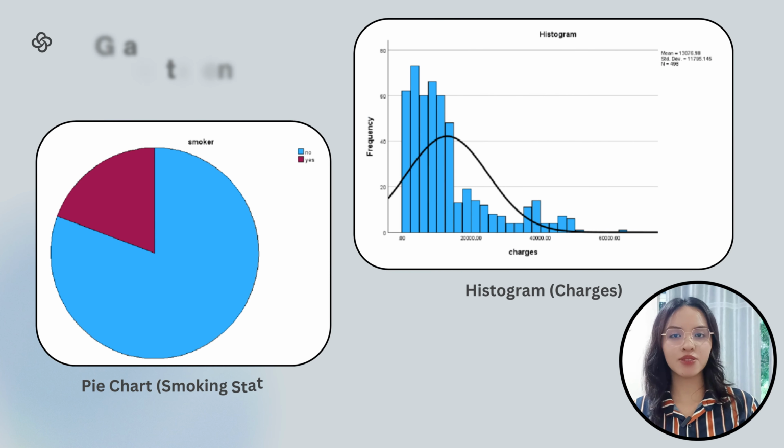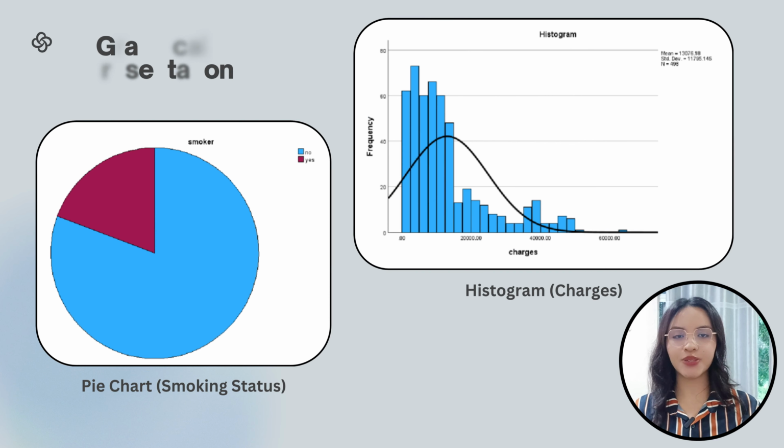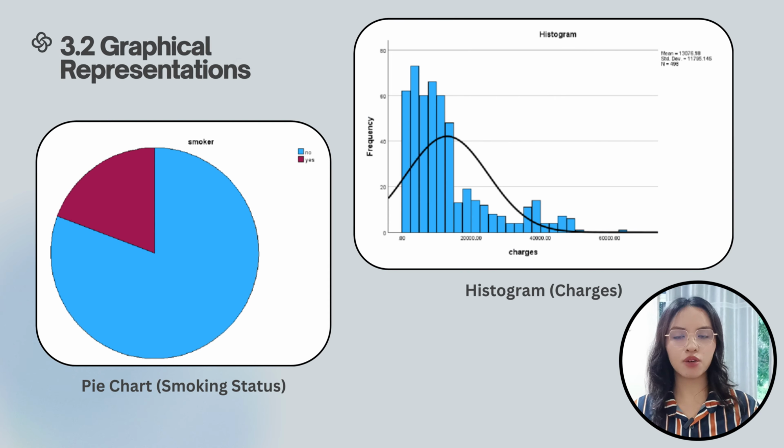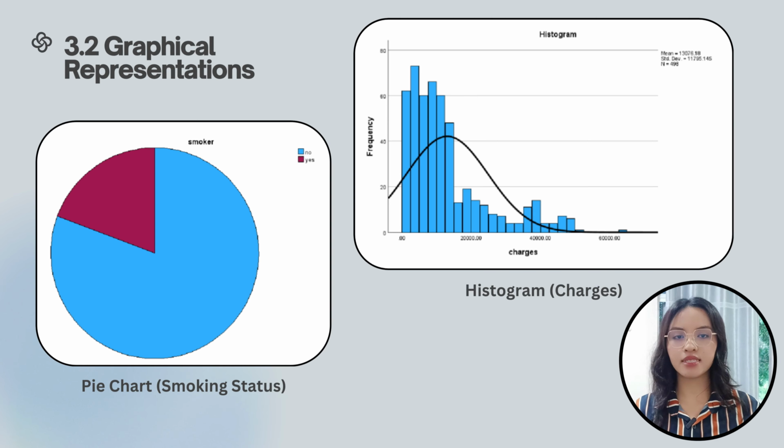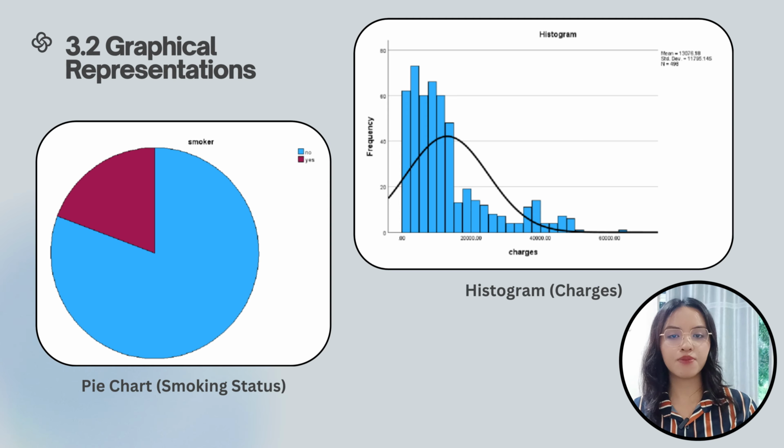For section 3.2, graphical representation, we use graphs to better understand the data distribution. From the smoker distribution, about 79% are non-smokers, which is a majority, while 21% are smokers, representing the minority group. This means most respondents are low-risk individuals, but the smaller group of smokers represents higher health risks.